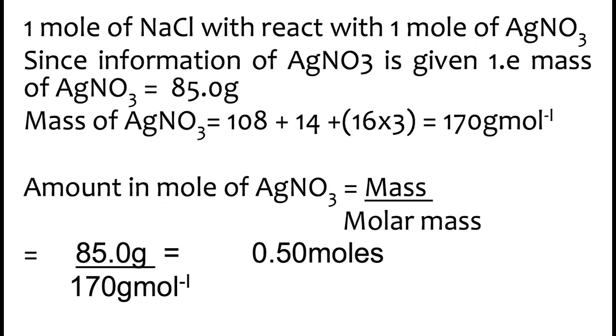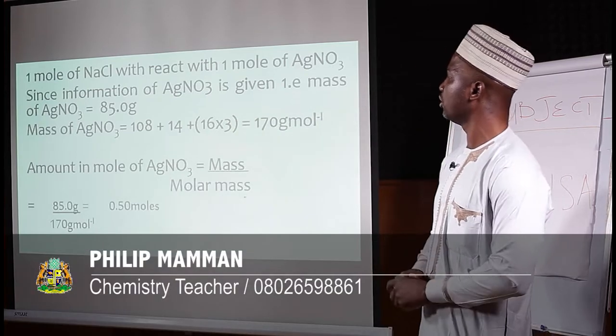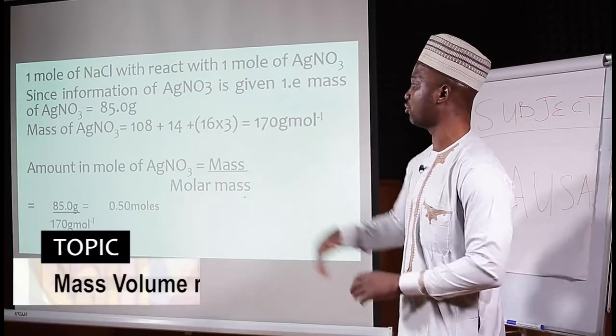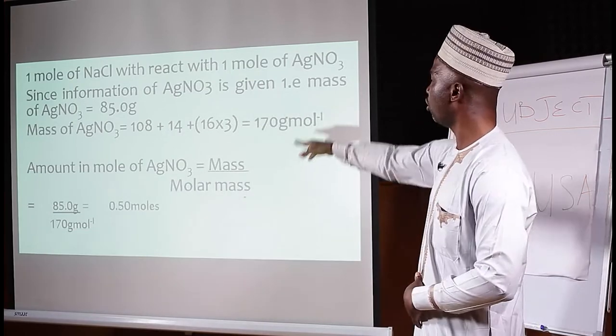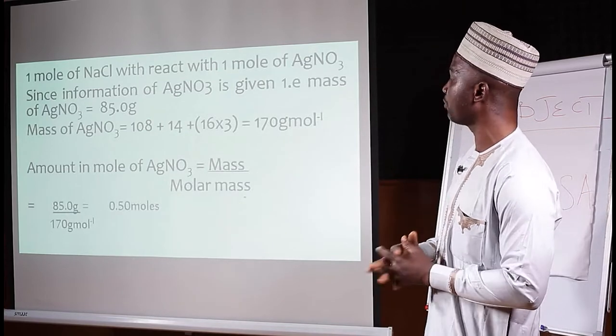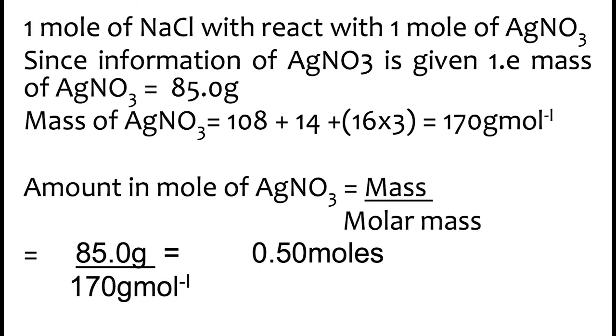Since the information given to us about silver trioxonitrate(V) is 85 grams, we will calculate the number of moles, which is mass over molar mass. If you calculate the molar mass of silver trioxonitrate(V), it is 108 plus 14 for nitrogen plus 16 times 3 because there are 3 oxygens there. Our value ultimately will be 170 grams per mole. So if you substitute the mass, which is 85.0 grams, and divide by 170 grams per mole, you find that it's 0.50 moles of silver trioxonitrate(V).